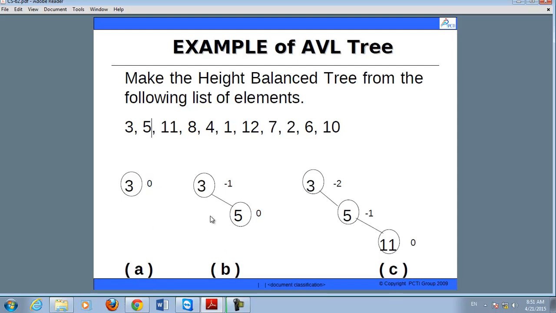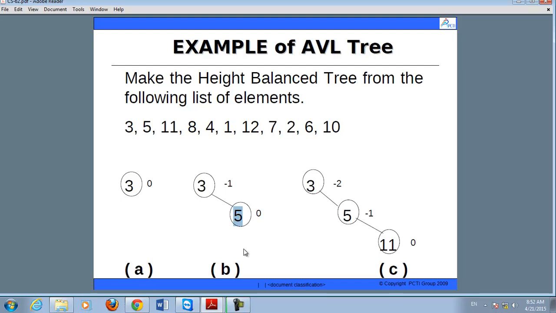Now next is 5. If you now want to insert 5, 5 is greater than 3, it means it will come at the right side of the 3, and now the height of the 5 is 1 and height of 3 is 2.